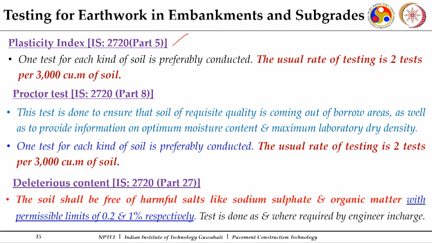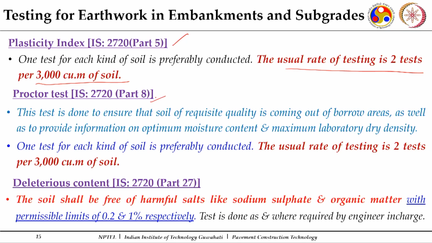Like plasticity index test. Normally one test for each kind of preferably soil is conducted, and then we go for 2 tests per 3000 cubic meter of soil. Because we can work out the amount of work done in one particular day: how much length of the road is constructed, what is the width, what is the layer constructed. So, I can work out the volume of the soil. If a construction of 2000 cubic meter has been done in one day, I will work out at least 2 tests over that.